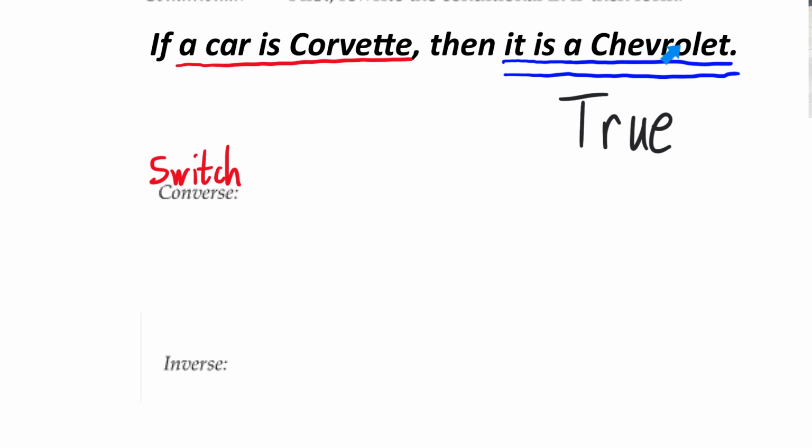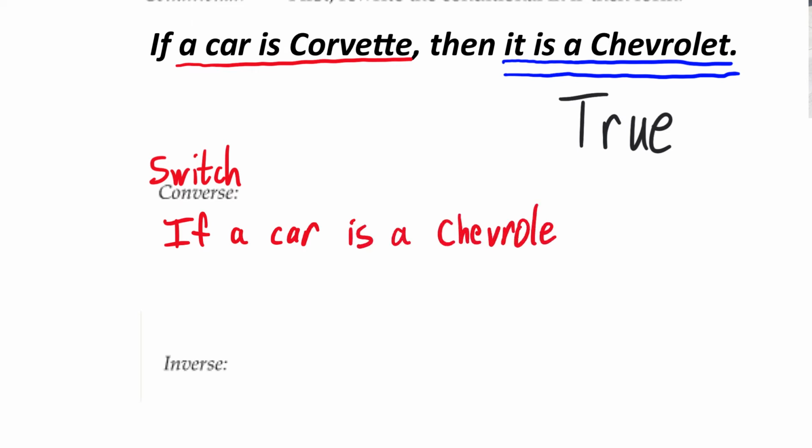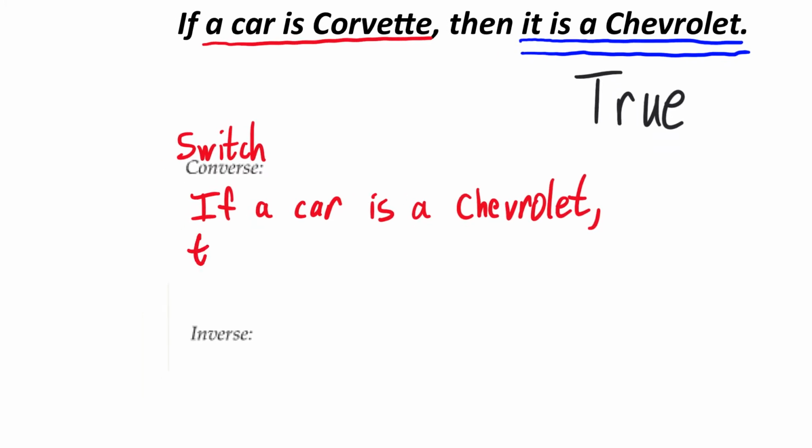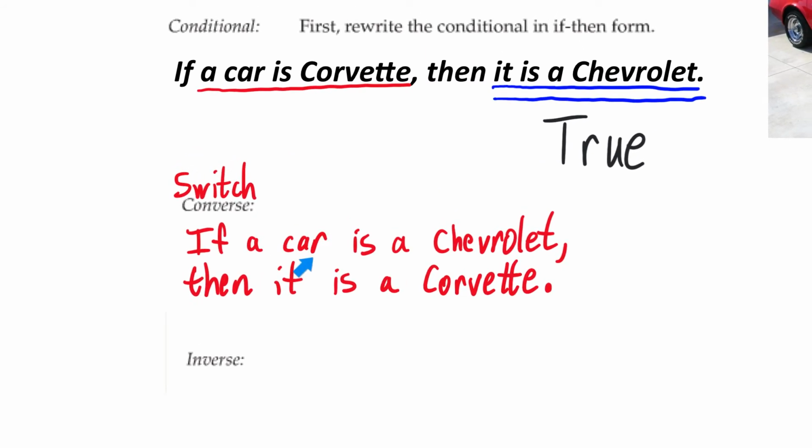Okay, Chevrolet is going to come first, and then Corvette, okay? So I'm going to say it like this. All right, I'm going to say if a car is a Chevrolet, then what? Very good. Then it is a Corvette. So notice I left the word car here. I didn't switch that because it makes the sentence flow better, but I did change the main ideas, okay?